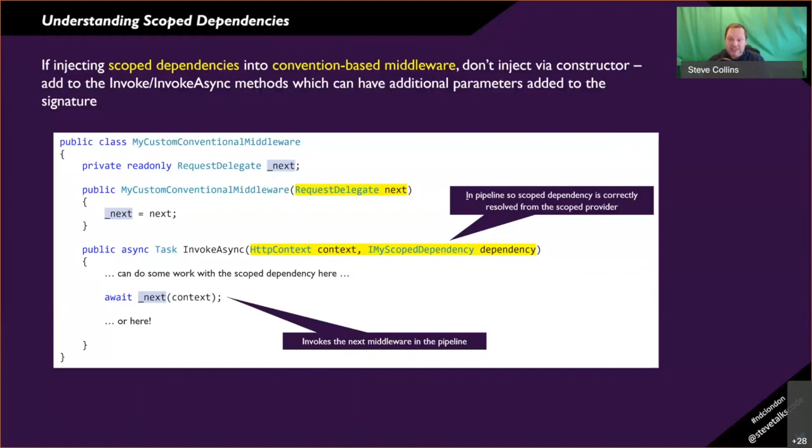You're free to add any scoped and transient dependencies as parameters to the invoke async method if you need them to do some work. So rather than the constructor, by doing it in the invoke async, which is being called by the middleware, you've got a scope at that point, so it can resolve them.